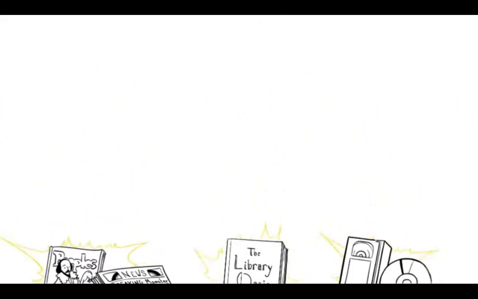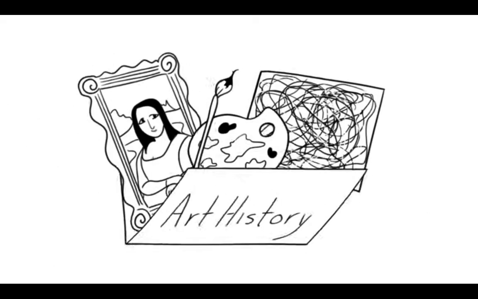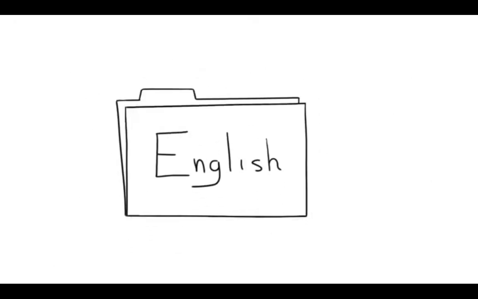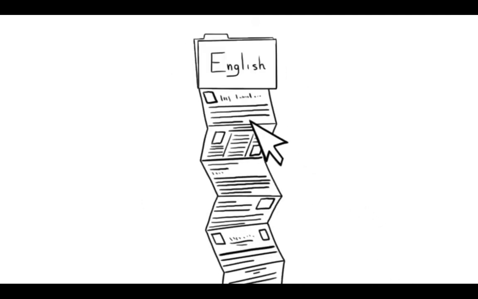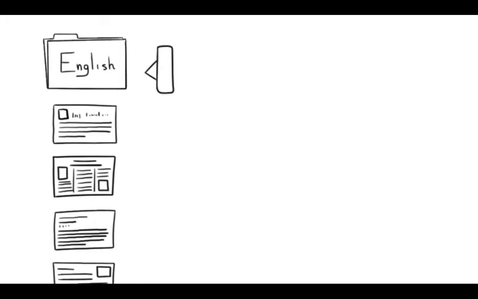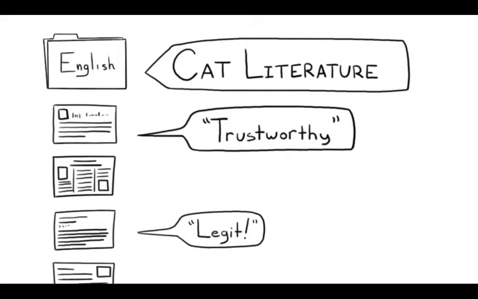But all that great information isn't just crammed into one database. Libraries have lots of databases, each one focused on a particular subject, like psychology, art history, or English, all of which offer articles filled with valuable information. Articles that are easily searchable and organized by subject. And best of all, you can focus your search on sources that are verified and peer-reviewed.